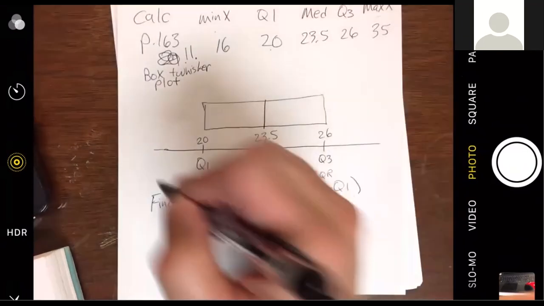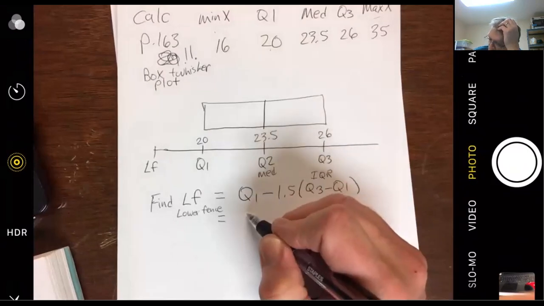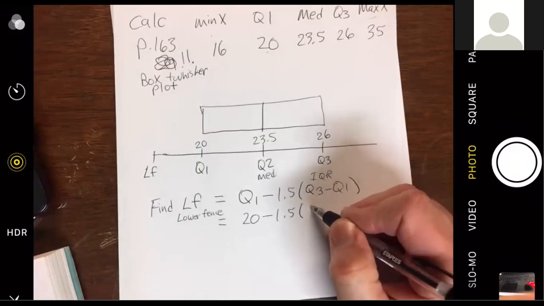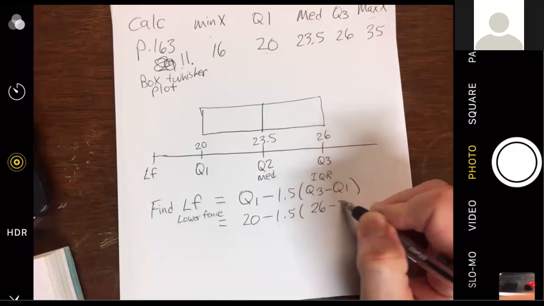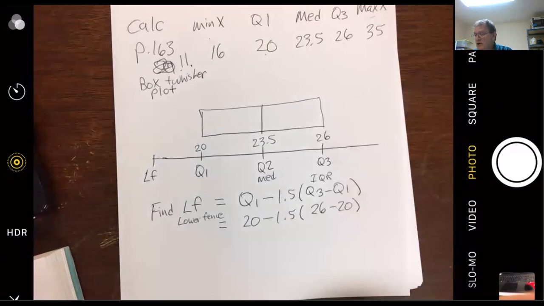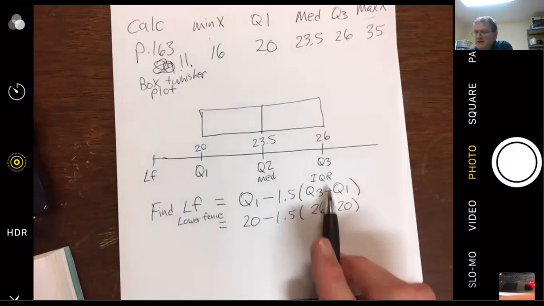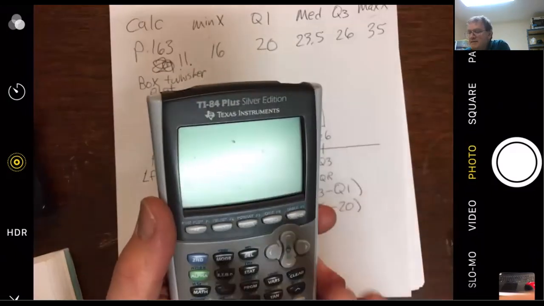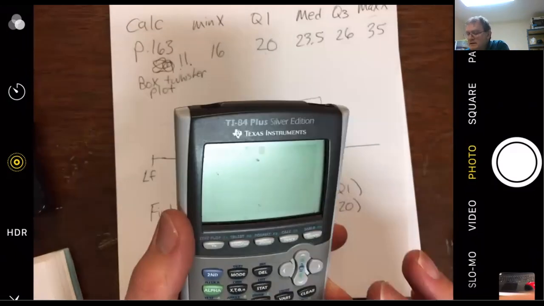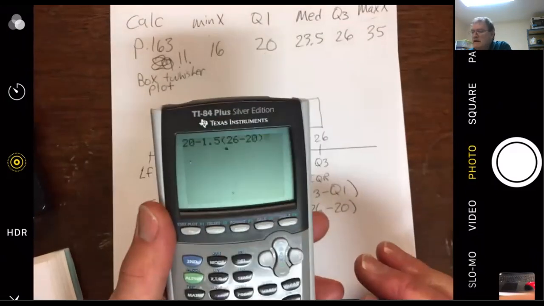Over here, I can put LF. All right, so for these numbers, you have 20, subtract 1.5. 18.5. What now? Sorry, I was just doing the calculation. Okay, I can see my IQR is pretty easy. It's just 6, but if you want to punch the whole thing, that's fine. So I have 20 minus 1.5 times 26 minus 20. It's 11.